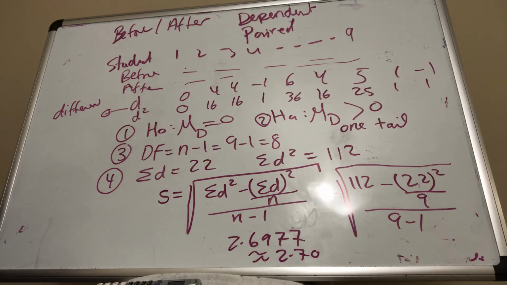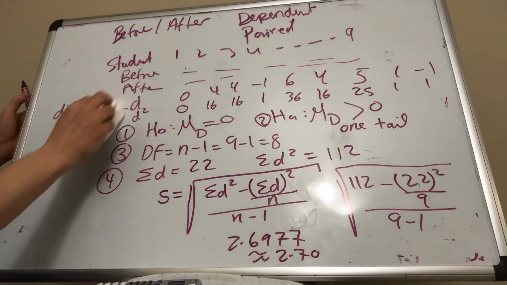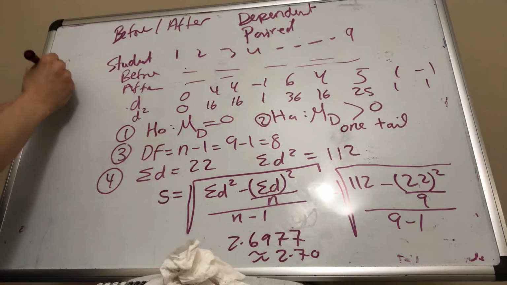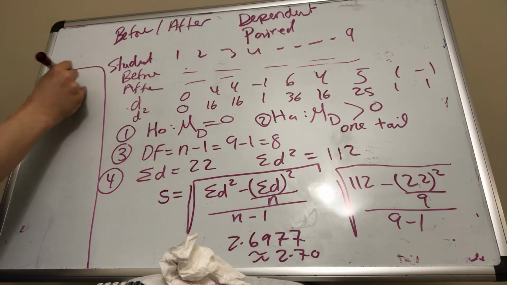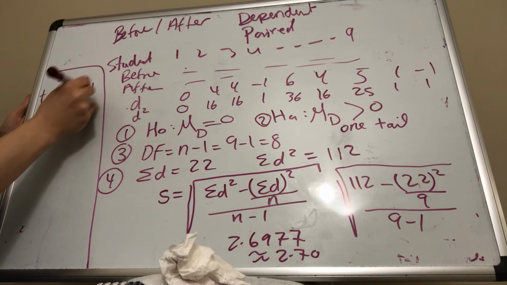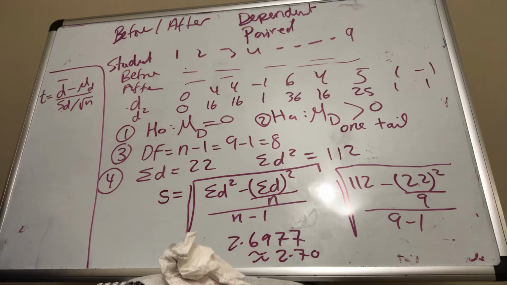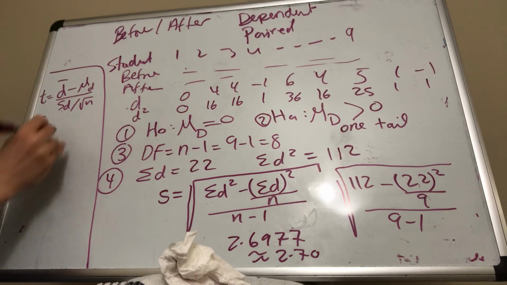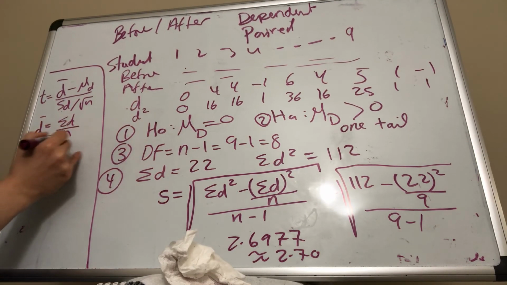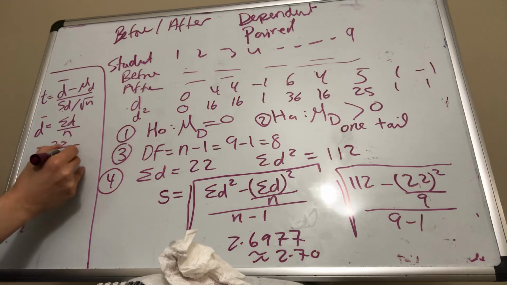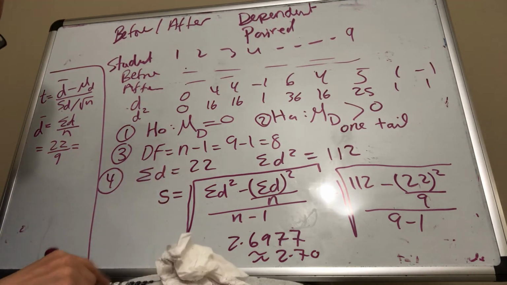And then they ask you for what's the t-statistic for this question. Now for the t statistic, we follow this formula: d bar minus mu d, over SD over square root of n. Now d bar would be the average of all the differences. So you take the sum of differences, you divide by n. So you take the 22, you divide by 9, because the sum of differences is 22.